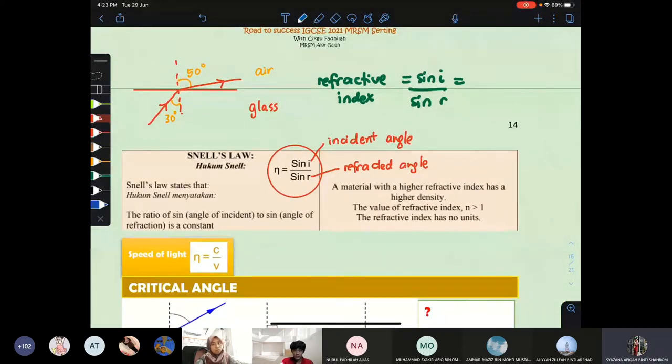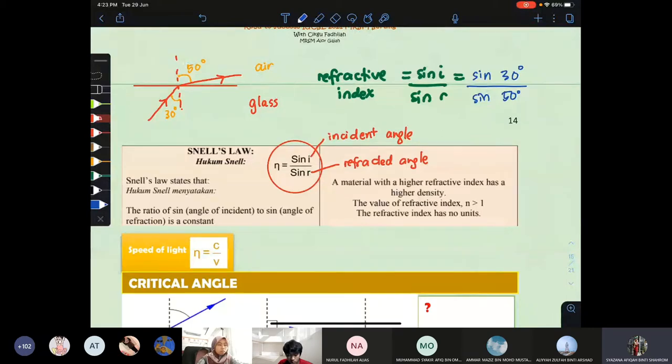Students have a high tendency to write it like this. What is r? 50. Okay, is it right or wrong? Actually, this one is not right. Where is the mistake? You must make sure the i, the incident angle, is in the air. So here it is actually sine 50 over sine 30.